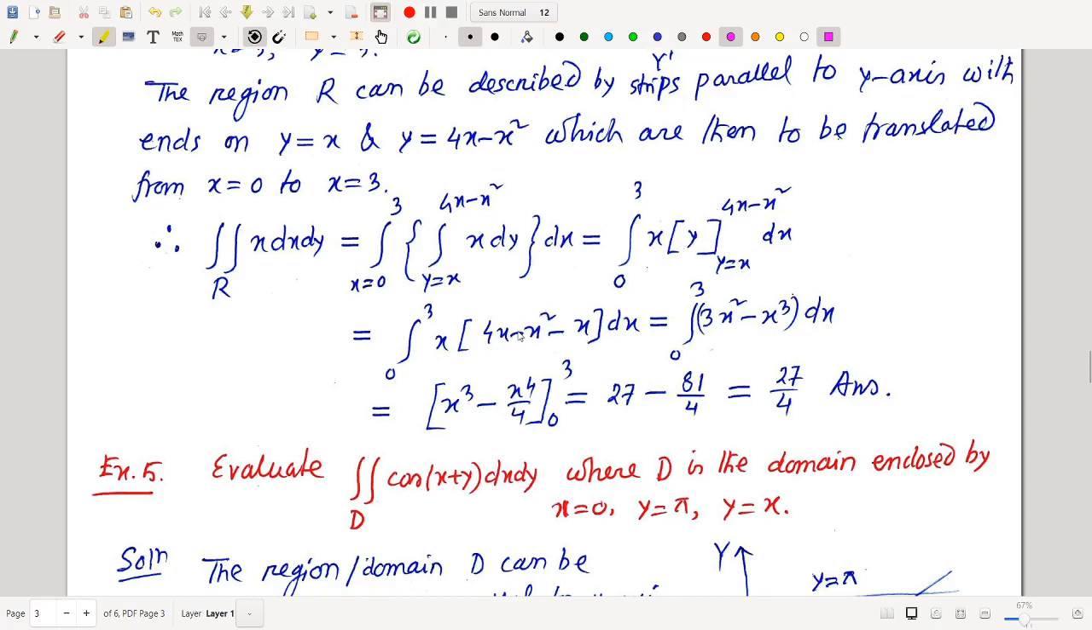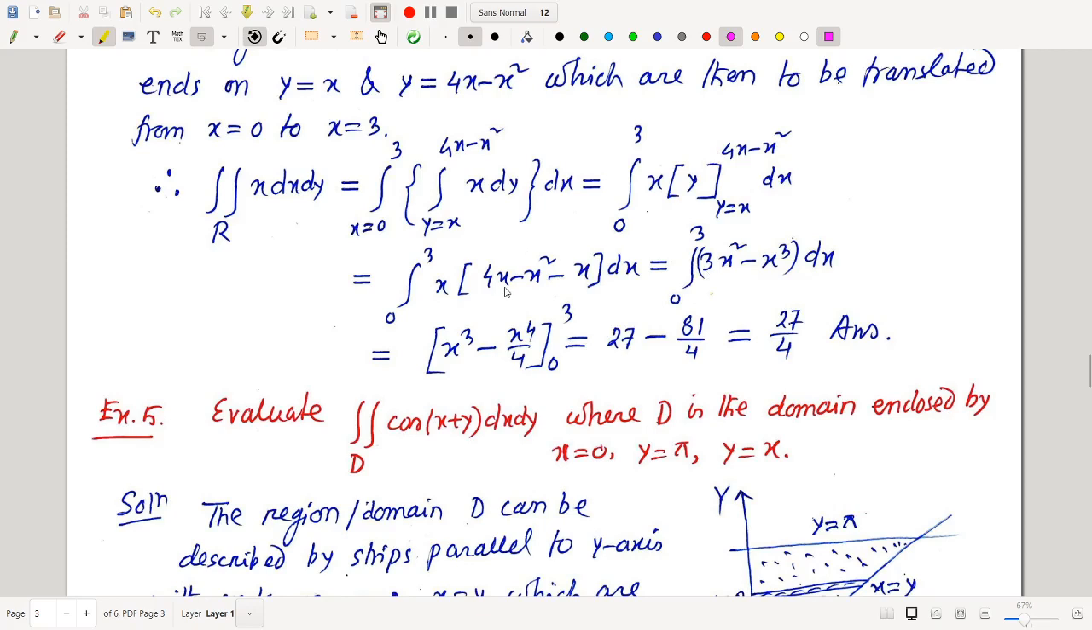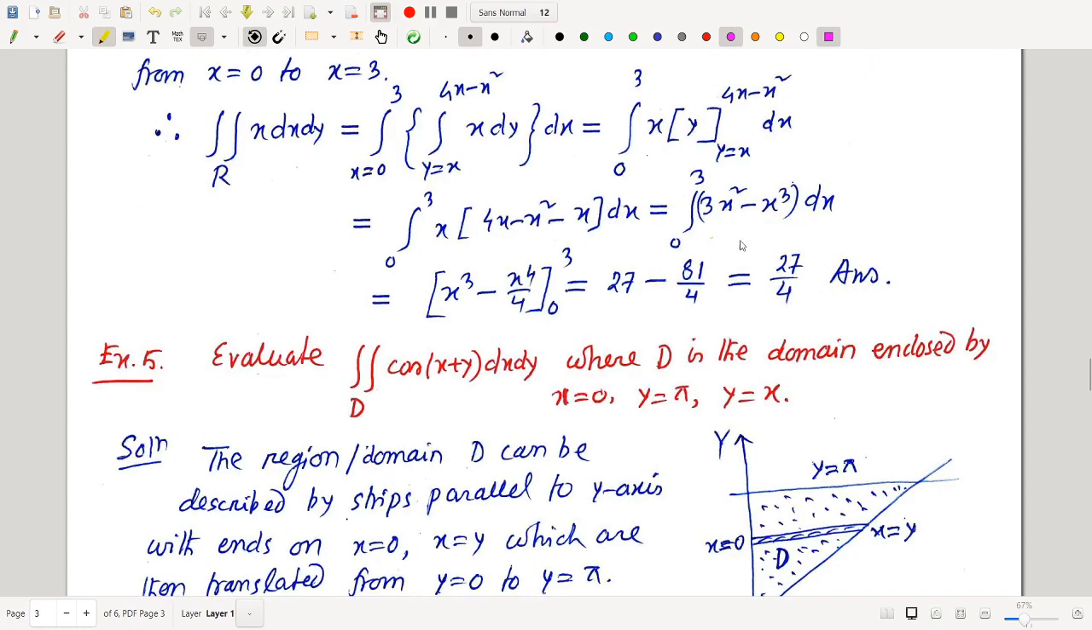So if we put 4x minus x square minus x, then if we simplify, we get 4x minus x, 3x, so 3x square when x is multiplied, minus x cube. Now we integrate with respect to x, it will be x cube by 3, means only x cube will be coming here, x to the power 4 by 4, 0 to 3. So 3 cube is 27, 3 to the power 4 is 81 by 4, minus 0. So 27 by 4 finally.